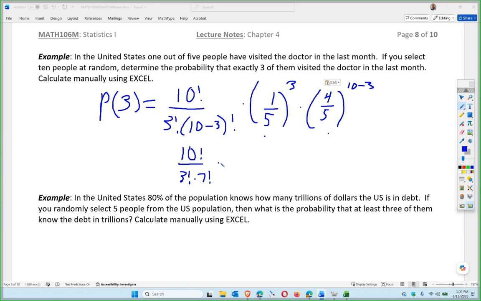These add up to 10, and then 1/5 to the 3rd, and then 4/5 to the 7th, right? And then 7 plus 3 is 10, right? So the question is, what is this probability? Okay, let's try it and compare to last time.